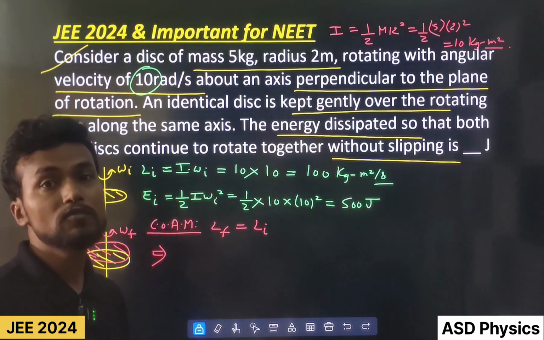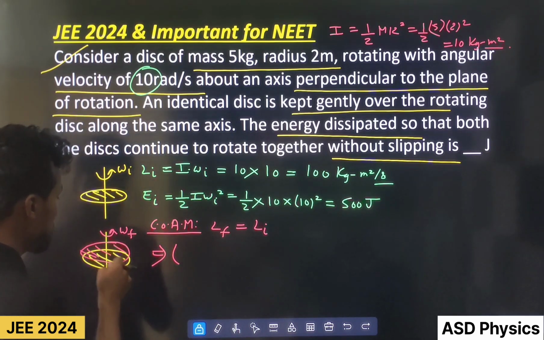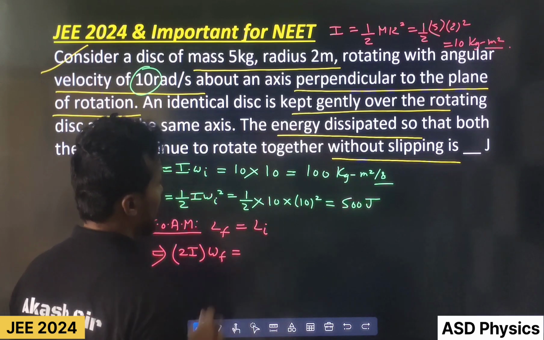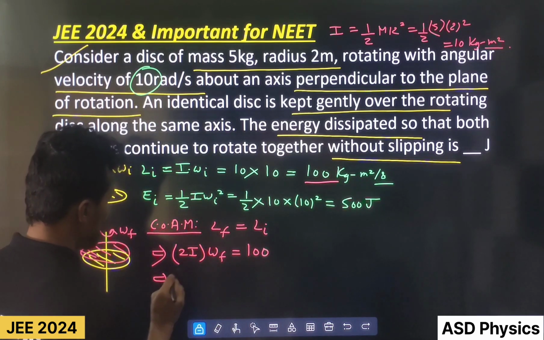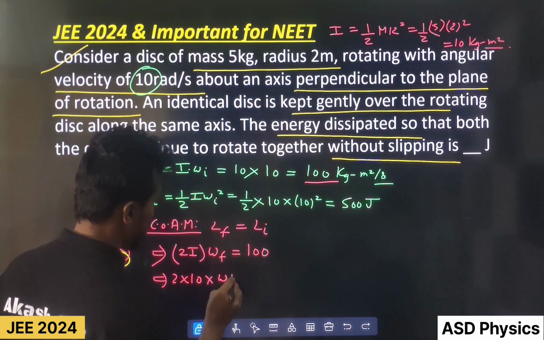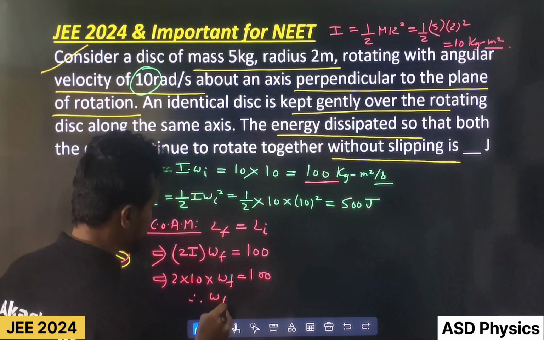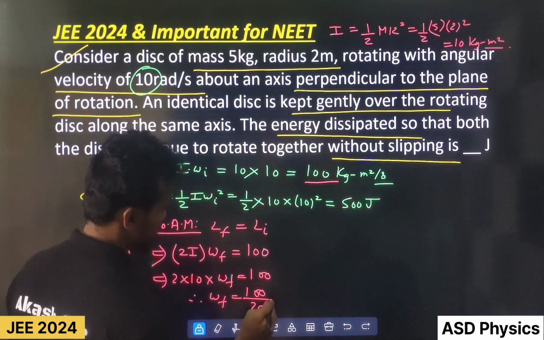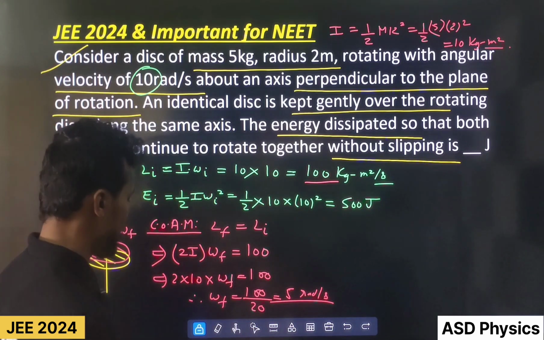The angular momentum formula is I omega. Here there are 2 disks, so I plus I, that is 2I, and omega f. The initial angular momentum we calculated is 100. Now put the values: 2I is 10 into 2, 20, so 20 omega f is equal to 100. When we simplify, omega f is 100 by 20, so it comes to 5 radian per second. We have got the final angular speed.